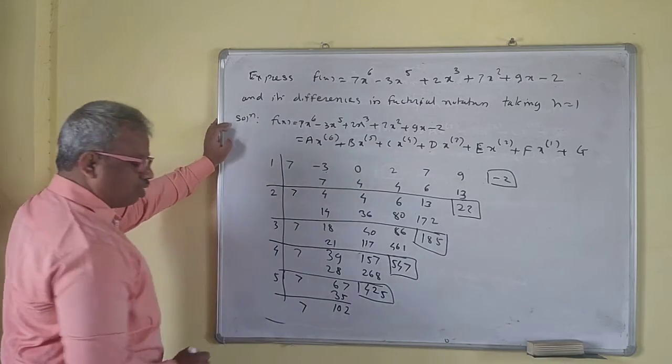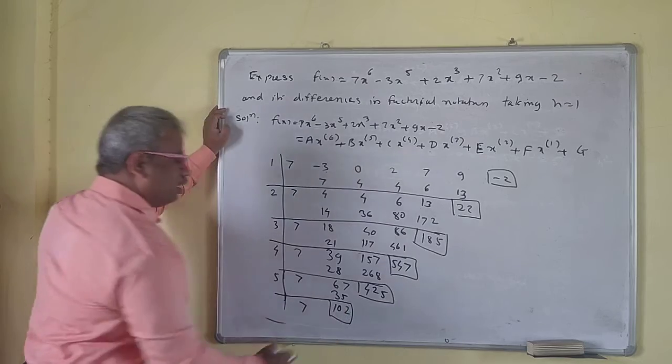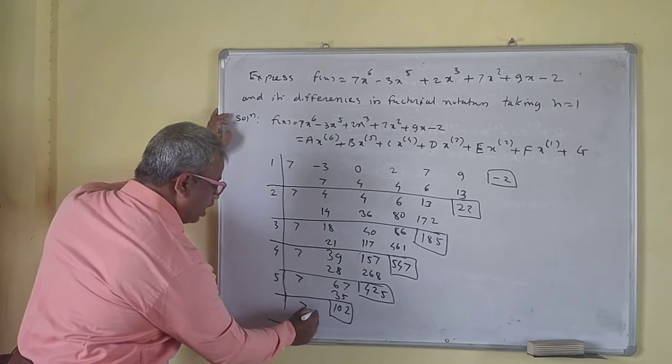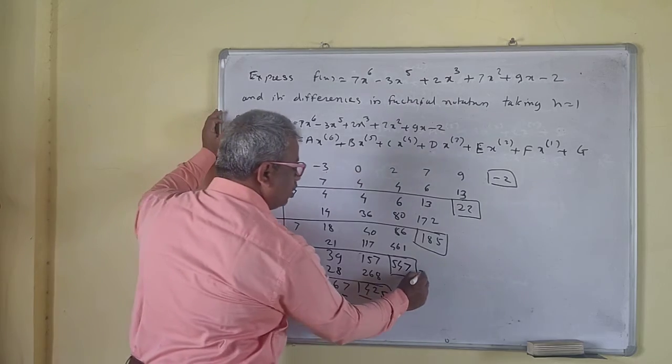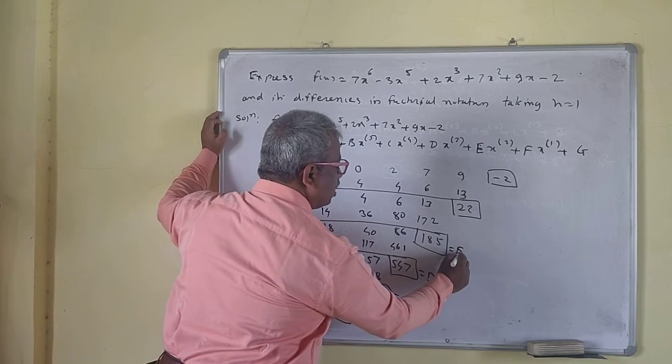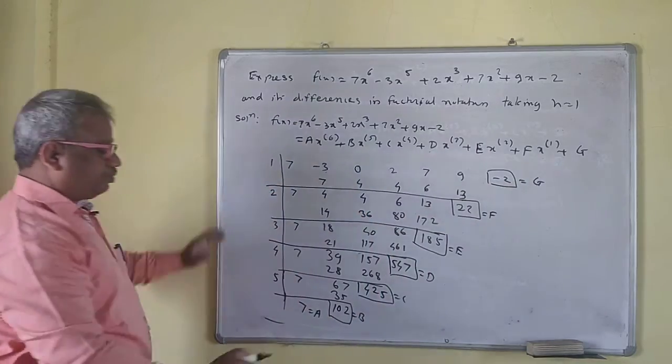Okay. Now we have to stop this process. You have to stop this one. Last one here. So this will be your A now. This will be your B. This will be your C. This will be your D. This will be your E. This is your F. And this is your G now. Okay. A, B, C, D, E, F, G.